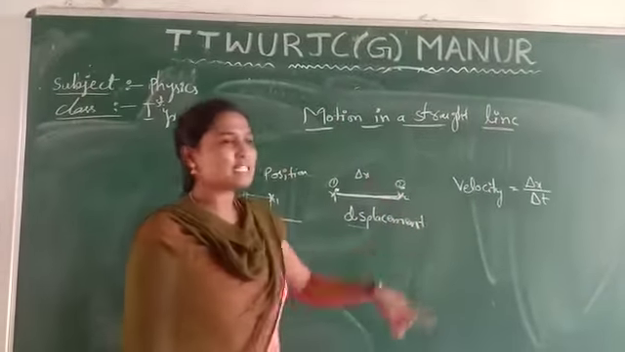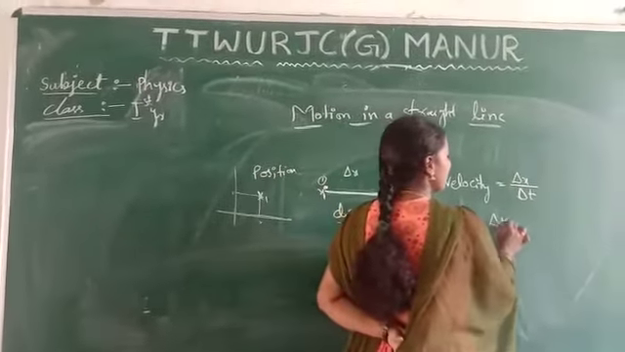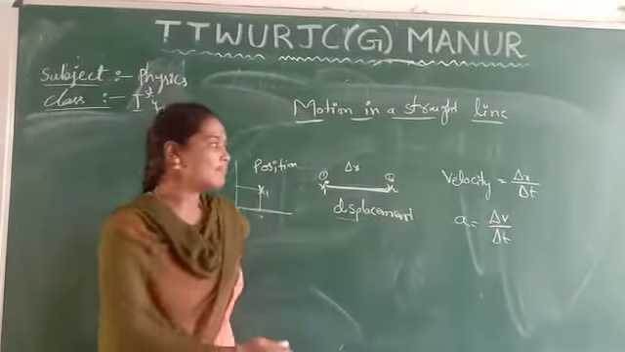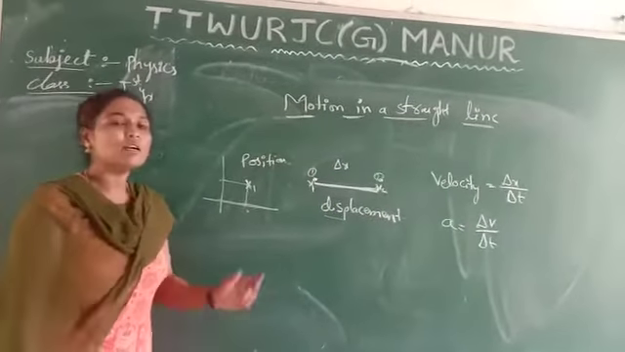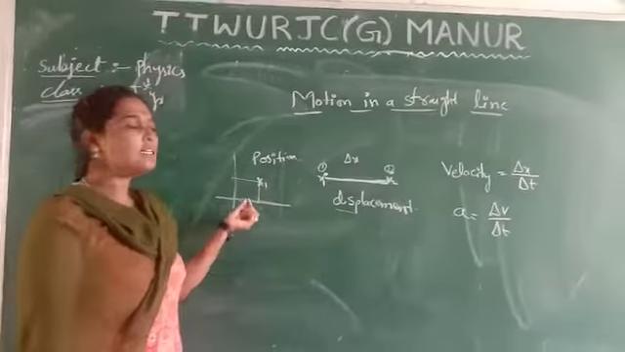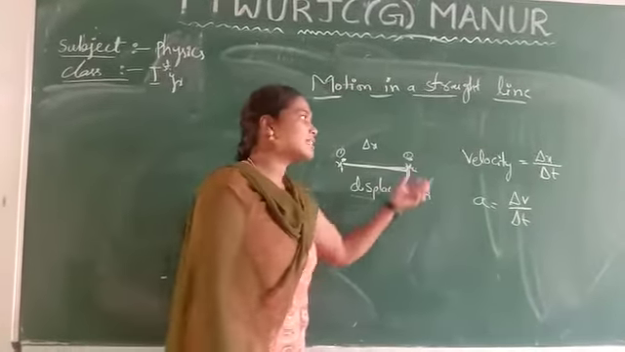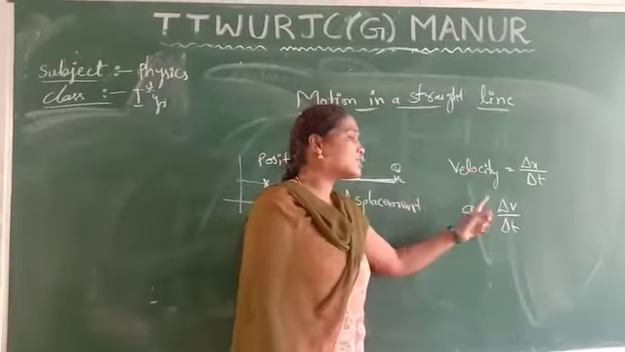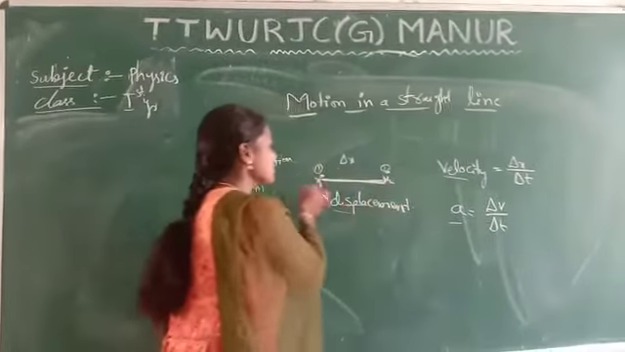And if the velocity is changing, you will get the acceleration. So acceleration is nothing but the rate of change of velocity with respect to time. So these are the basic points you have to remember. First one is the position, where the particle is located, and if the position is changing, you are getting the displacement. If the displacement is changing with respect to time, you are getting the velocity, and if the velocity is changing with respect to time, you are getting the acceleration. All these basic terms you have to remember.